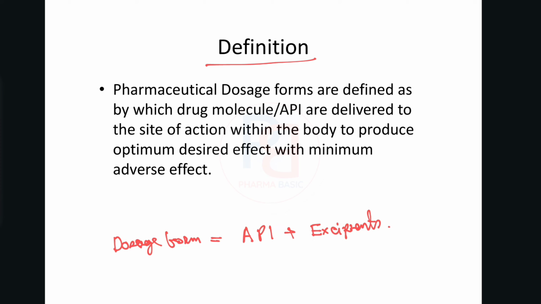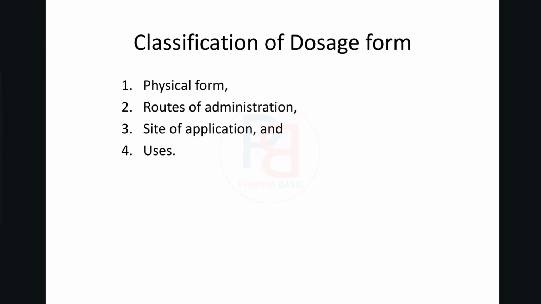So what about the excipients? Excipients are inert pharmaceutical ingredients which are used along with the API. Why do we use excipients? These excipients are used for proper handling, packaging, maintaining the stability of the drug, or increasing the palatability of the drug. Next we are going to discuss the classification of dosage forms.